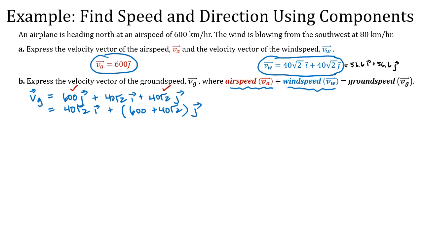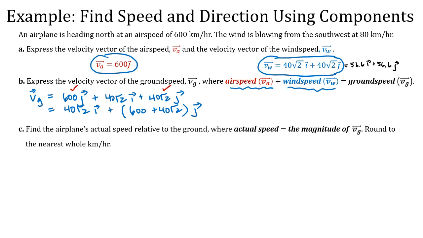Let's go to part C now. Part C says to find the airplane's actual speed relative to the ground. So the idea here is that the plane started out going north, but then there's this wind that's coming from the southwest, and that wind is headed into the first quadrant.